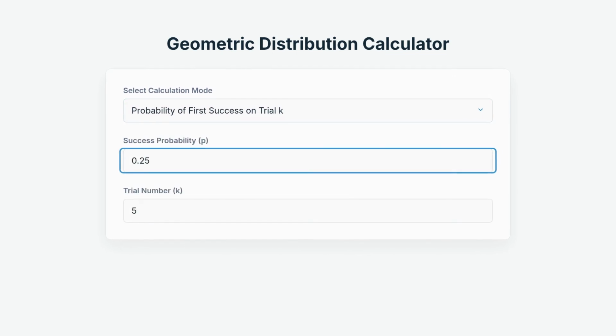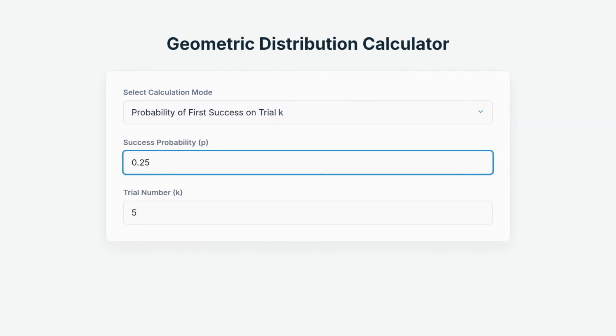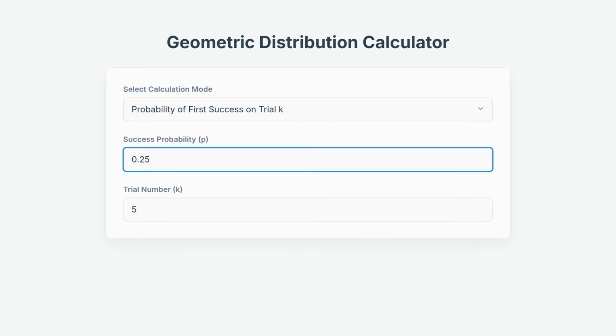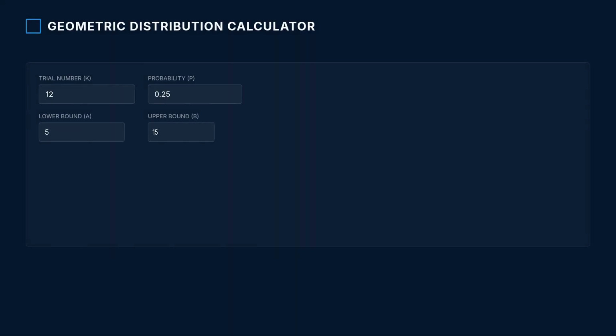Below that, you'll find the success probability, P, field where you enter the probability of success on each trial. The trial number K field is where you specify which trial you're interested in. There are also fields for cumulative probability, lower bound, A, and upper bound, B, used for other calculation modes.